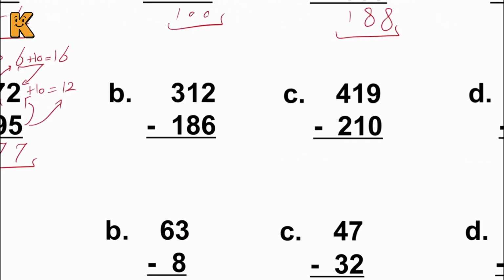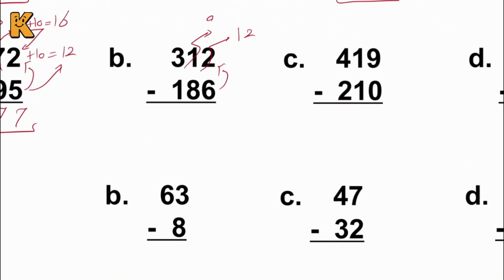312 subtracted by 186. Again, let's just fast forward. 6 subtracted by 2, we cannot do that. Borrow a number from the last part. This guy is going to be converted to 0, and after that, this number is going to be converted to 12. 6 subtracted by 12 is 6.